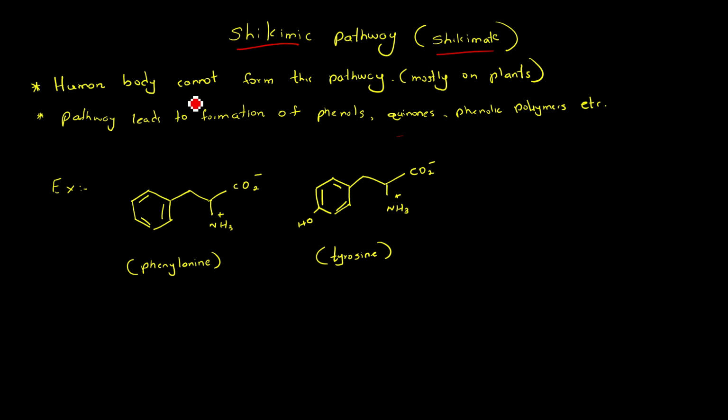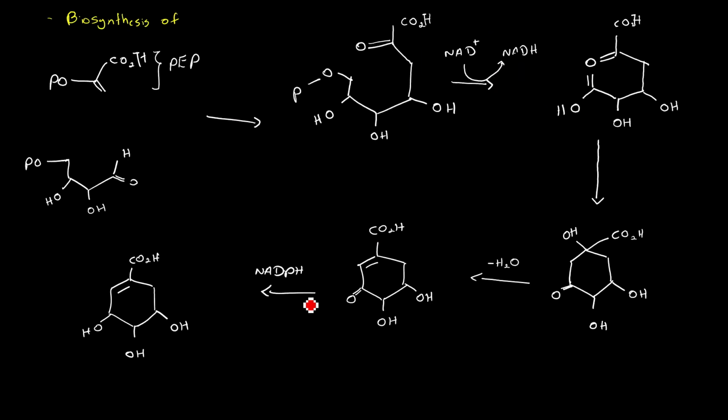your human body. And the most common products which form from the shikimic pathway are phenylalanine and tyrosine, which we are going to talk about in the next few videos. So in this video I'm going to focus on the introduction and the shikimic acid. So we are going to talk about the biosynthesis of shikimic acid.